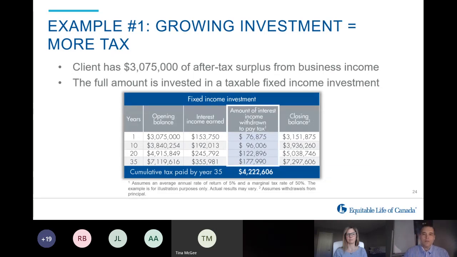But if you look at it that way, what you ignore, and I'm hoping that the little bubble pops up, is that highlighted area, right? Which is the tax that we've transferred away. So if we take a look at the cumulative tax, although the balance is $7 million, we transferred away $4 million of our wealth in tax.